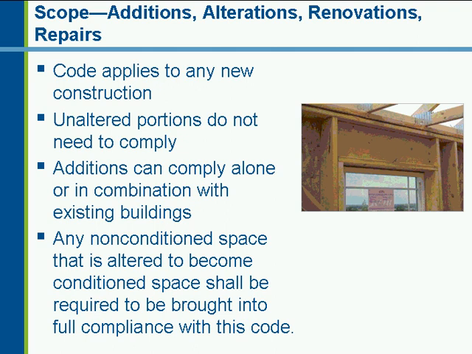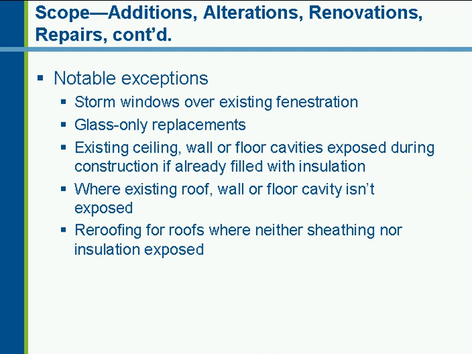If you put an addition on a new home or on an existing home, you have your choice of either making sure that the additional room or whatever it is added to the home complies with this code on its own, or you can demonstrate that the entire building, including the new portion, complies when it's all said and done. And that would typically involve the energy performance analysis path, which we'll talk about a bit later. And finally, any unconditioned space in the home that is converted to be conditioned has to be brought into full compliance with this code.